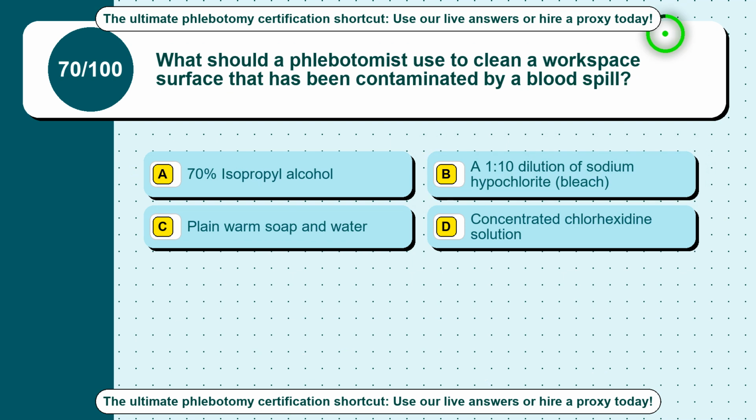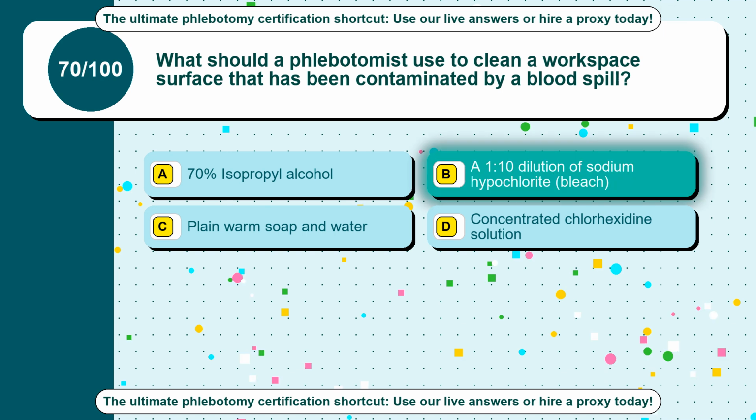Question 70. What should a phlebotomist use to clean a workspace surface that has been contaminated by a blood spill? Option A. 70% isopropyl alcohol. Option B. A 1:10 dilution of sodium hypochlorite, bleach. Option C. Plain warm soap and water. Option D. Concentrated chlorhexidine solution.